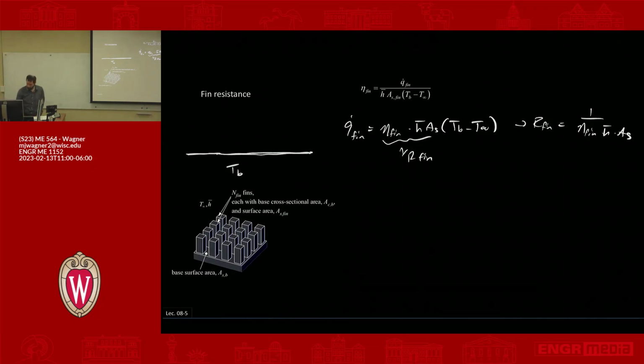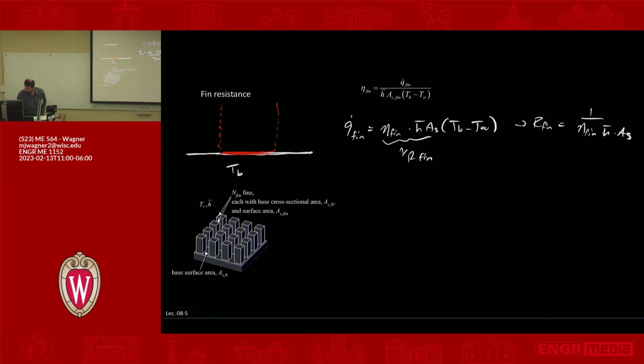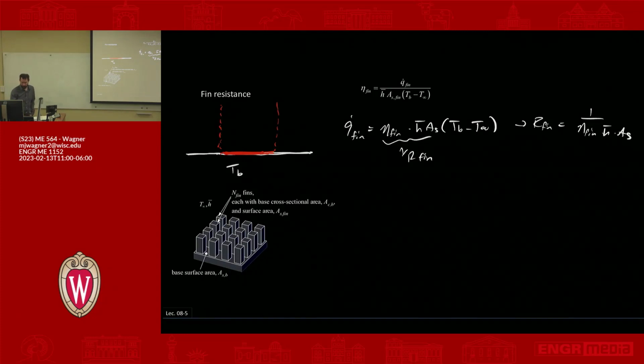If I have some portion of this that is attached to a fin, I'll just draw a red box coming off, right? Some portion of this that's attached to a fin. You can model heat loss from this surface as the sum of, say, heat loss from this part, heat loss from this part, heat loss from this part.